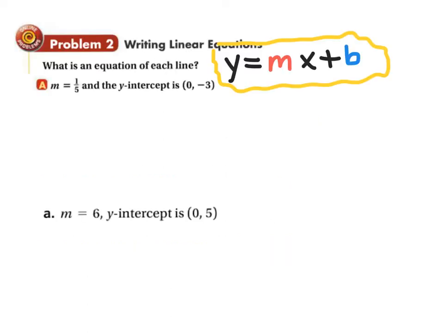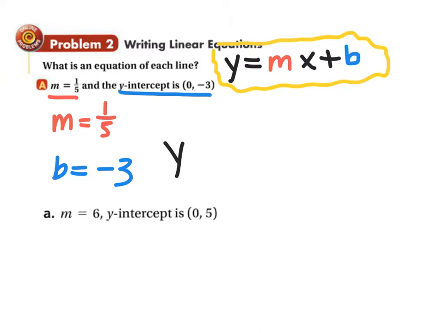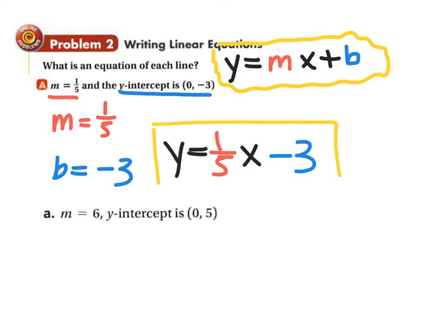In our first example, it asks what is the equation of each line. Now it tells us that the slope is 1/5. So I can rewrite this as m, or the slope, is 1/5. It also tells us that the y-intercept is (0, -3). So that means that the b value is -3. So the equation of the line would be y equals the slope, 1/5, x, minus 3. And that's our final answer.